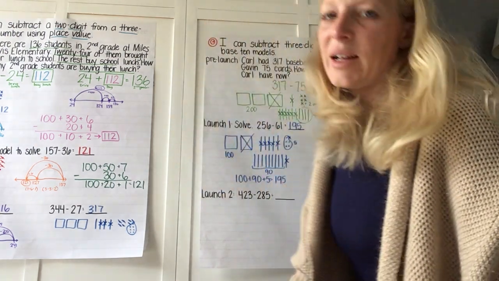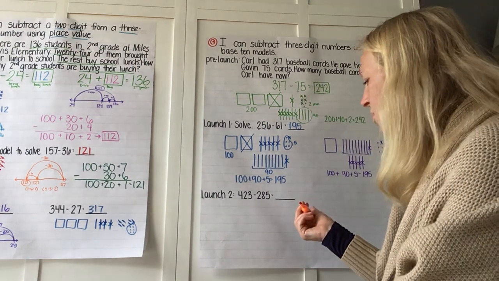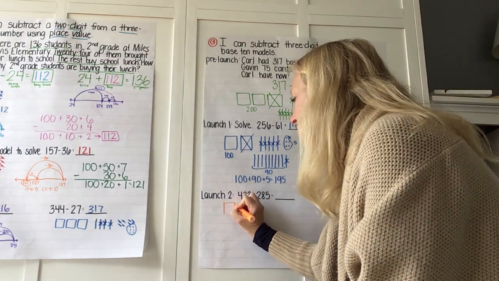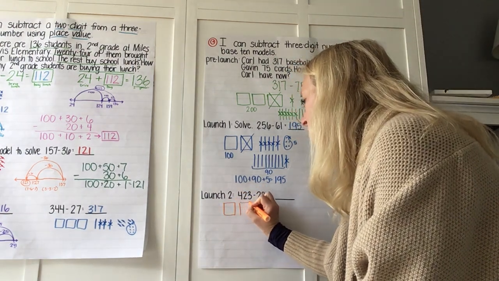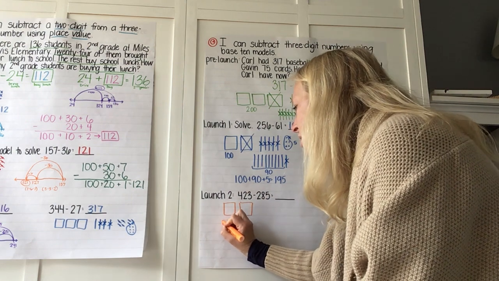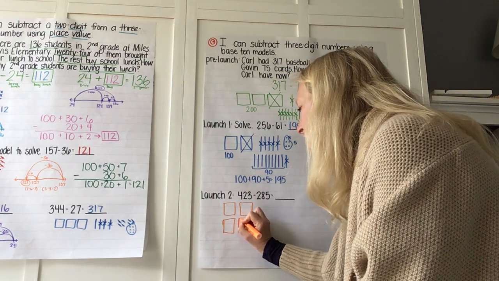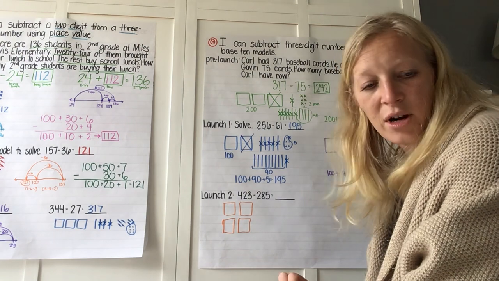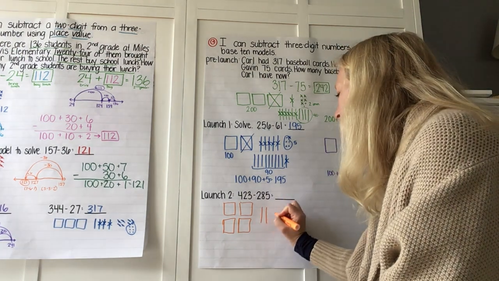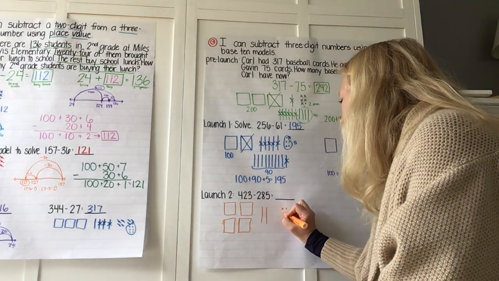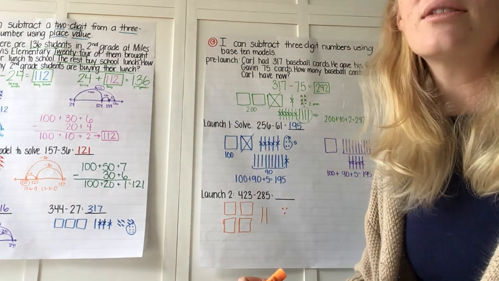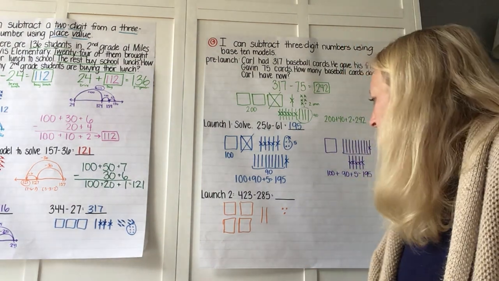Oh, friends, we got some really great work going on here. Let's take a peek. All right, we're going to show maybe our more standard way of showing 423 first, and then we'll show our second way here in a minute. So your 400, 20, and 3. 4 hundreds, 2 tens, 3 ones.